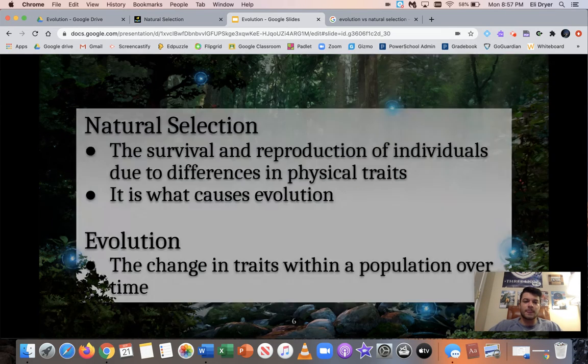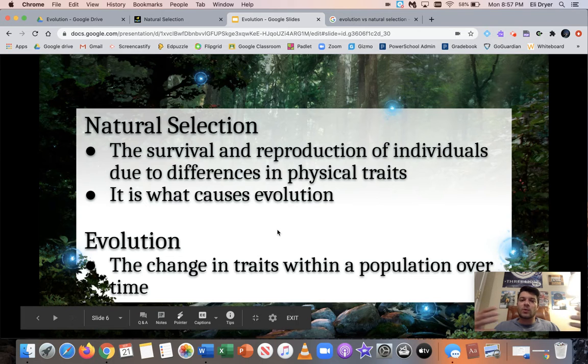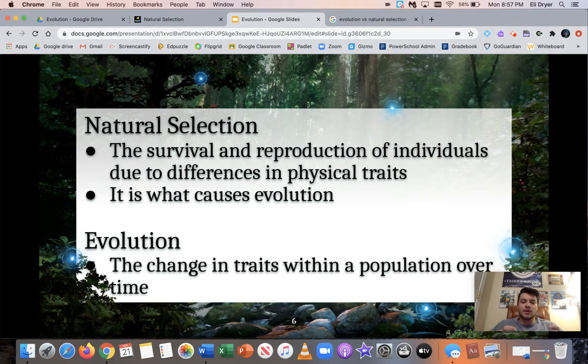So, this is the ultimate review of what you learned last year and what we're going to use as vocabulary moving forward. Number one, natural selection. Natural selection is a process, it's the survival and the reproduction of individuals that have different physical traits. So it causes evolution. It's one of the main reasons why evolution exists: the survival and reproduction of individuals based on traits.